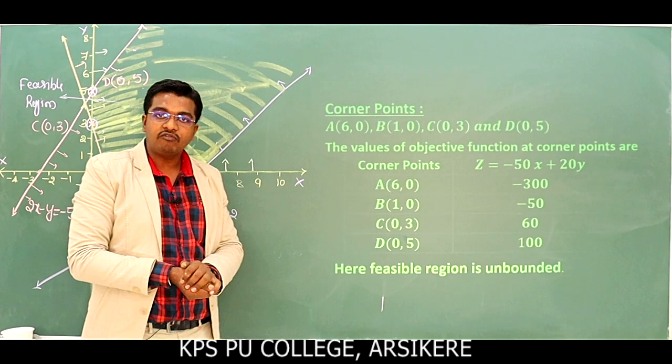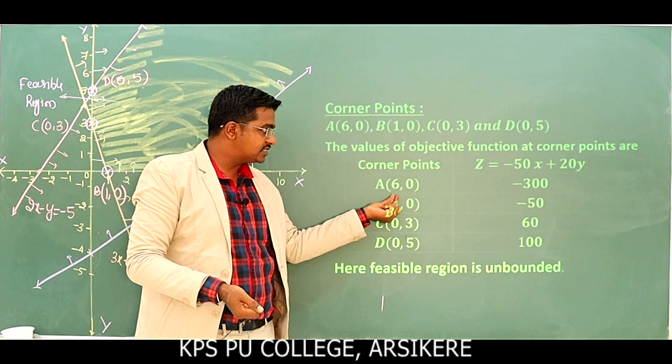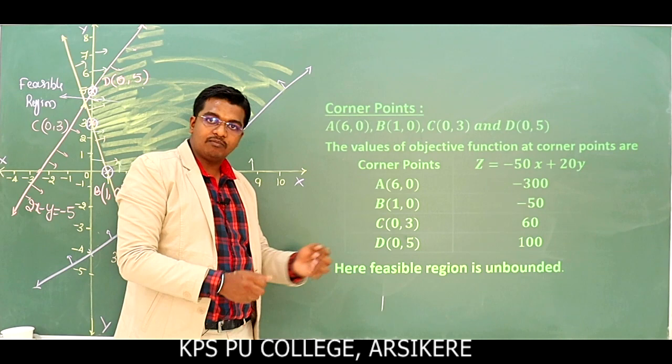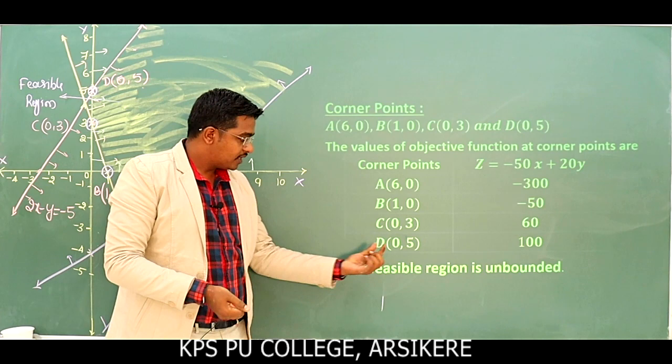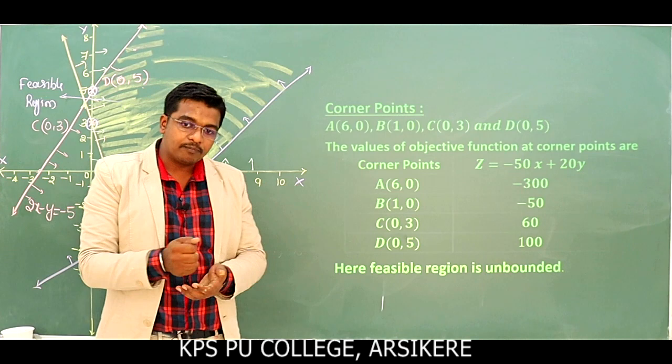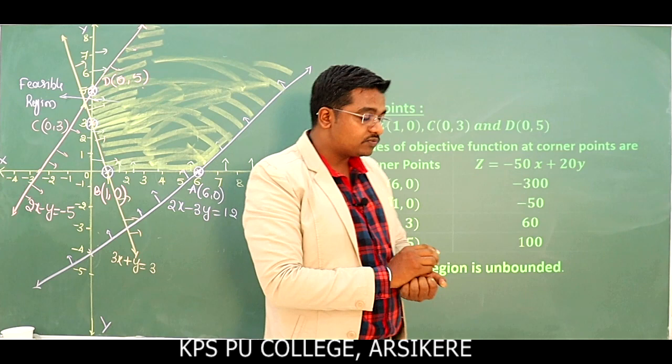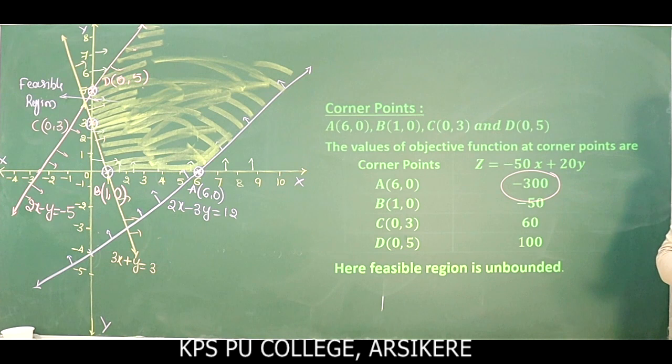So Z is equal to -50x + 20y. When x is equal to 6, the value becomes -300. For the second point (1, 0), put x equal to 1 and y equal to 0, and you get -50. For the third one, C (0, 3), put x equal to 0 and y equal to 3, and we get 60. And for D (0, 5), the value of the objective function is 100. We need to find the minimum value, so consider the least value. What is the smallest value here? We have -300.